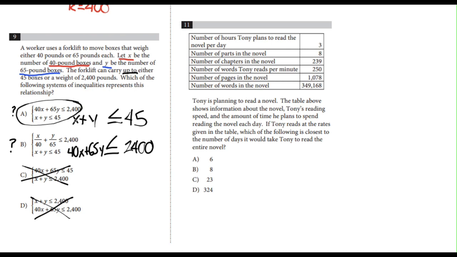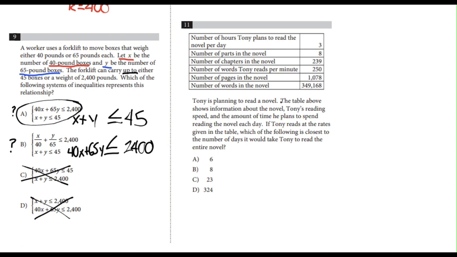Number 11. Tony is planning to read a novel. The table above shows information about the novel, Tony's reading speed, and the amount of time he plans to spend reading the novel each day. If Tony reads at the rate given in the table, which of the following is closest to the number of days it will take Tony to read the entire novel? So we're looking for the number of days in total it's going to take Tony to read this entire novel. First, what we need to do is figure out how many pages he's reading given a certain time frame.